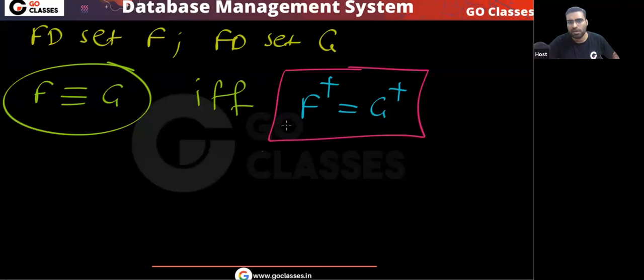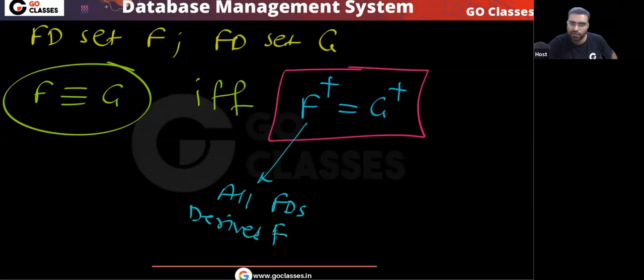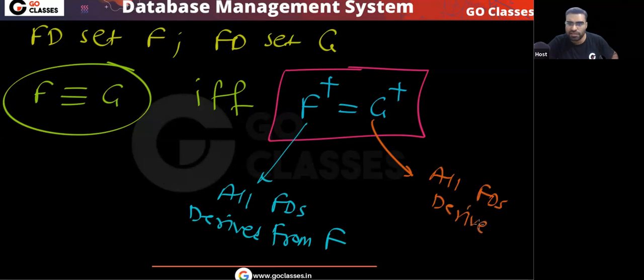Yes or no? These are all the FDs derived from F, and these are all the FDs derived from G. If they are equivalent, then these two must be the same. Do you agree?